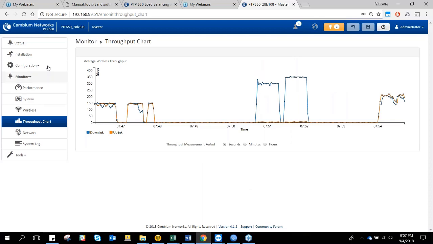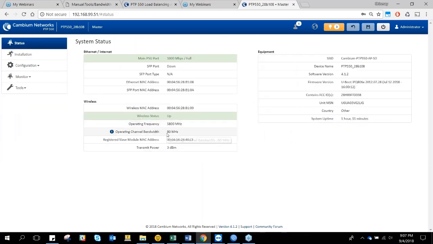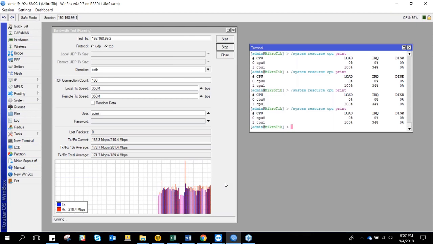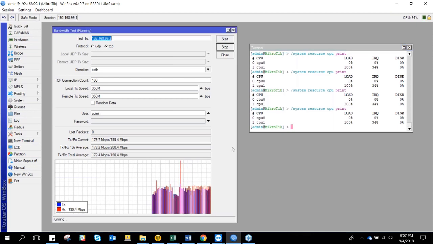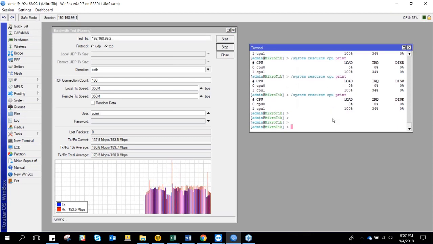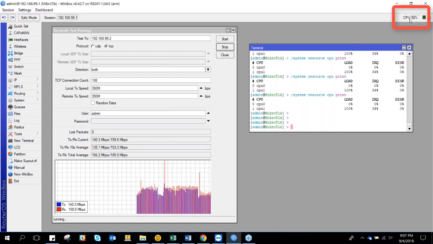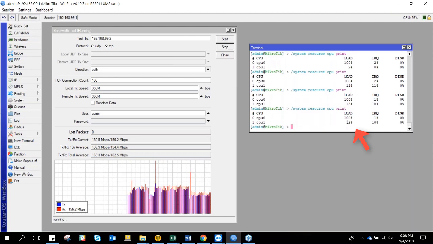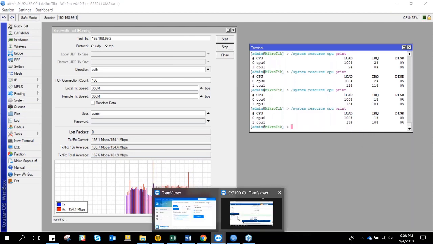The conclusion here is, even though we are on an 80 megahertz channel and we should see something around 300 while doing bidirectional on an 80 megahertz channel, we are not doing it, not because of a PTP550 limitation, but because of the MikroTik bandwidth test tool limitation. I would again like to remind the viewers, don't be under a false impression by looking at CPU usage on the top right corner, but by doing this command, which shows you one CPU core is being utilized 100%, and same thing on the slave side.